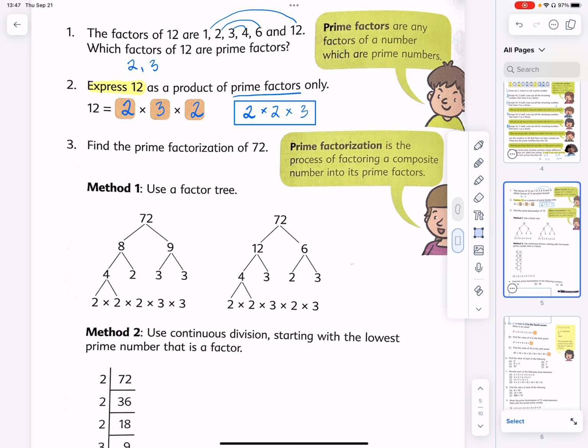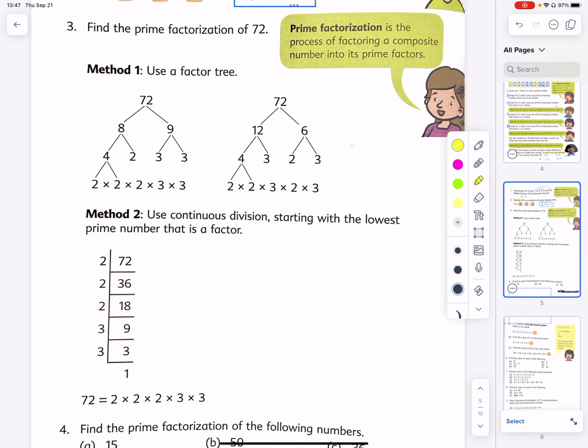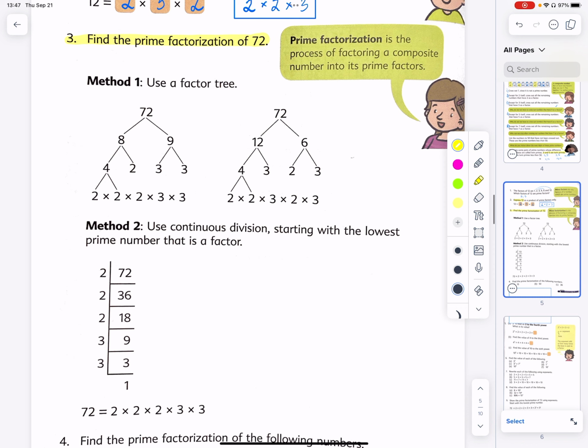Find the prime factorization of 72. This is a very important example, so pay attention, friends. We can use 2 methods. Method 1, we use a factoring tree. Why is it called a factoring tree? Because it kind of looks like a tree with many, many branches that branch out of themselves. And method 2 is called continuous division.